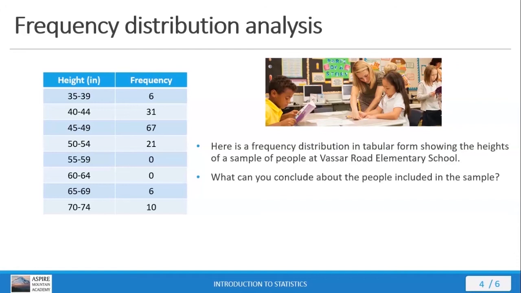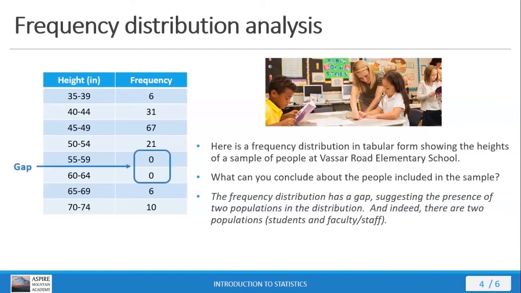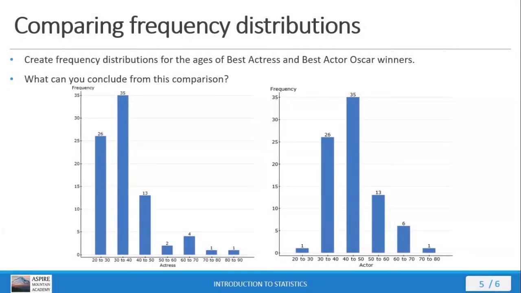Now, if you make frequency distributions from the data that we saw earlier for, let's say, the Best Actress and Best Actor Oscar winners, okay, you get what we see here. If you want to see if you can make these on your own, feel free to pause the video and then go into StatCrunch and make these frequency distributions on your own. Okay, the one on the left is for Best Actress, the one on the right is for Best Actor. And with these two distributions side by side, what can you conclude from comparing them?